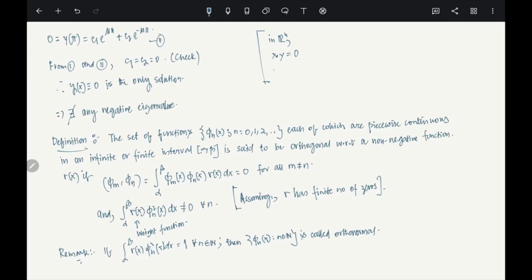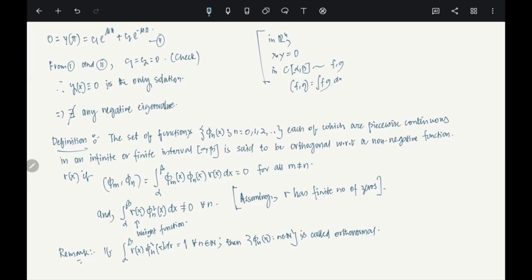Now let's say in a space like C of alpha beta, you have two functions f and g, and we say they are perpendicular to each other. But how are you going to define that? Basically, we define the inner product of f and g as the integral of fg dx. Is it okay? And if that is 0, then we call them orthogonal.